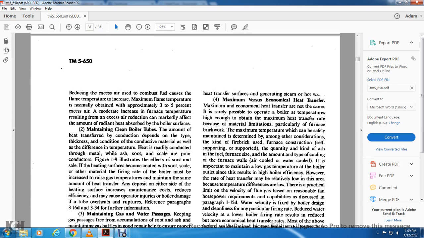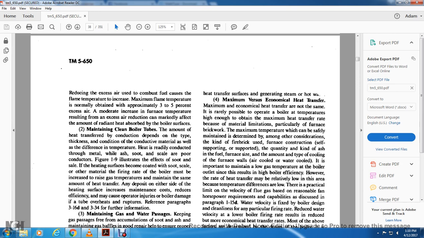Maximum and economical heat transfer are not the same. It is rarely possible to operate the boiler at temperatures high enough to obtain the maximum heat transfer rate because of material limitations, particularly of the furnace brickwork, the maximum temperature of which can be safely maintained. This is determined by considerations such as the kind of firebrick used in the furnace construction, self-supporting or supported, the quantity and kind of fuel, the kind of ash, furnace size, and the type of cooling of the furnace wall, air cooled or water cooled.